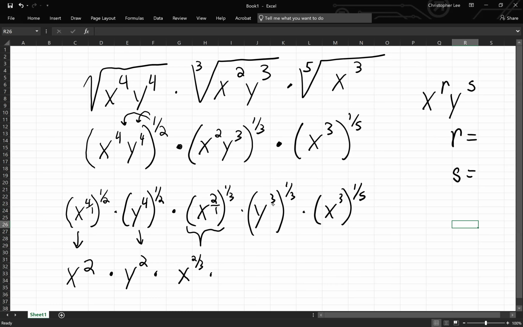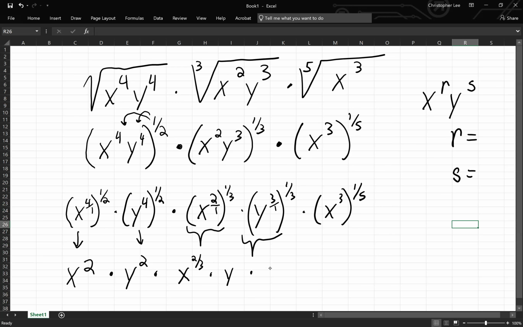So I got y to the third, right? Remember that's going to be over 1 because it's a whole number, raised to the 1/3 power. Y to the third power times 1/3 is going to give me y to the what power? Not the third. So 3/1 times 1/3 is 1, right? So y to the 1 power.